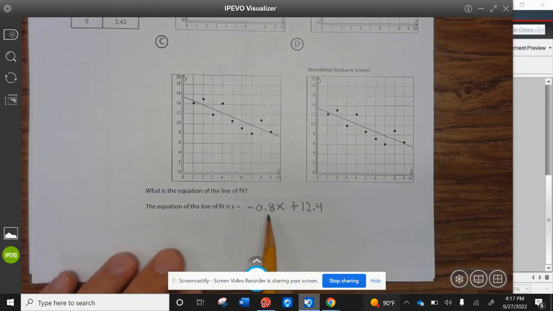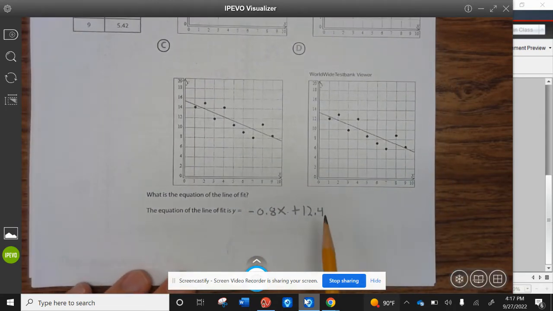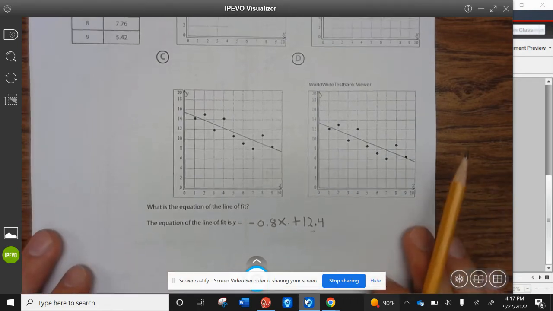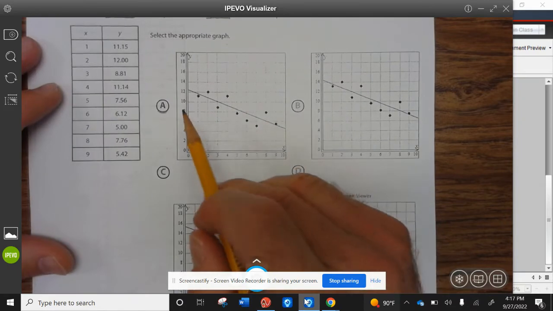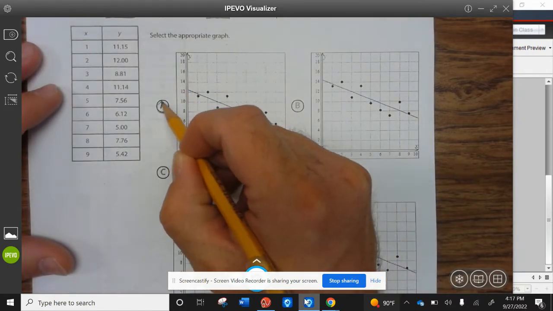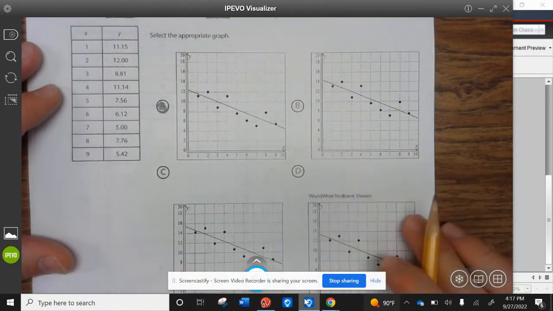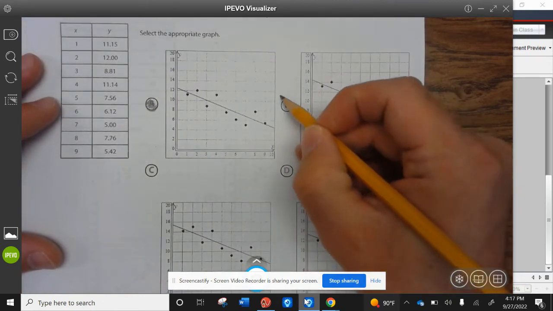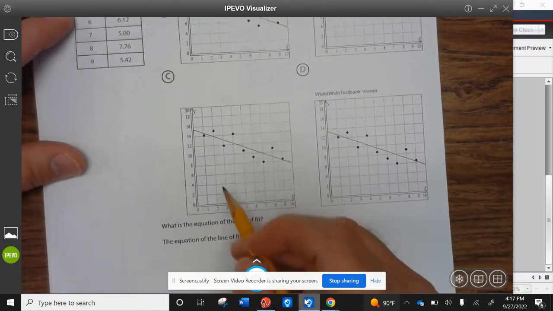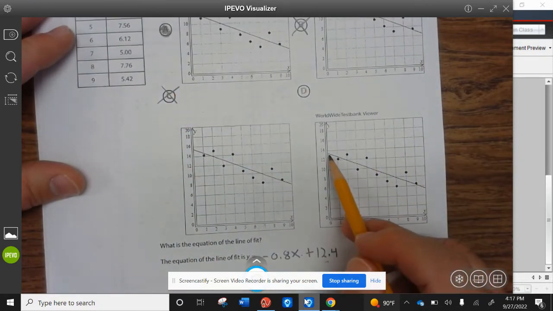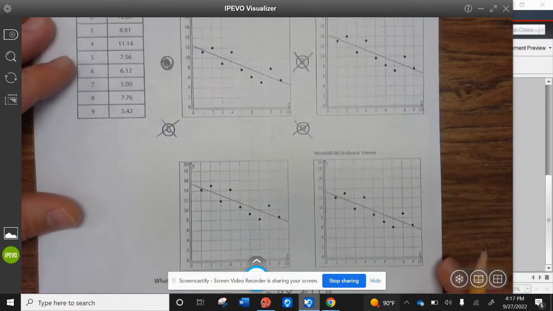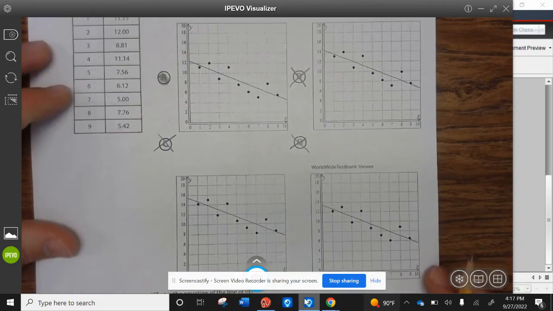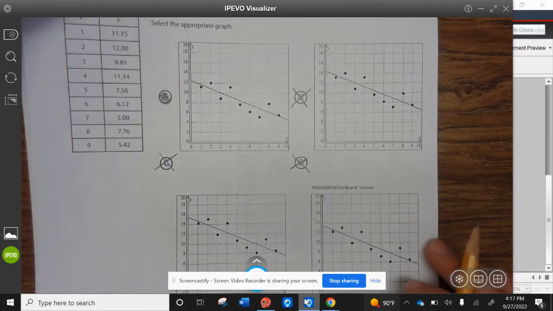So our equation is negative 0.8x plus 12.4. And to find the correct graph, the key is the y-intercept 12.4. So we're looking for the graph that crosses at 12.4. So here, this looks like it crosses at 12.4, so we're good on A. But let's make sure none of the other answers are correct. This is closer to 14, so it can't be B. Closer to 16, can't be C. Closer to 14, can't be D. So the answer is A. All right, let's take a look at the next example.